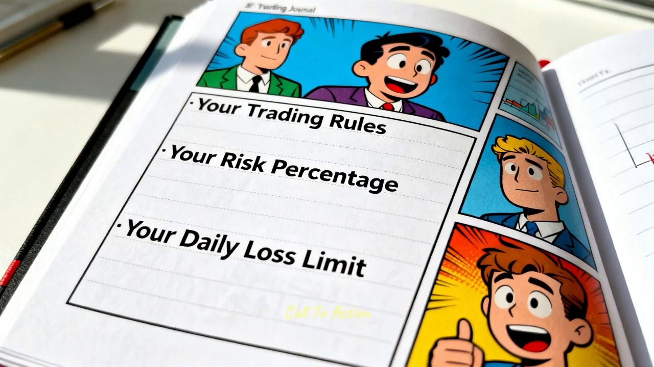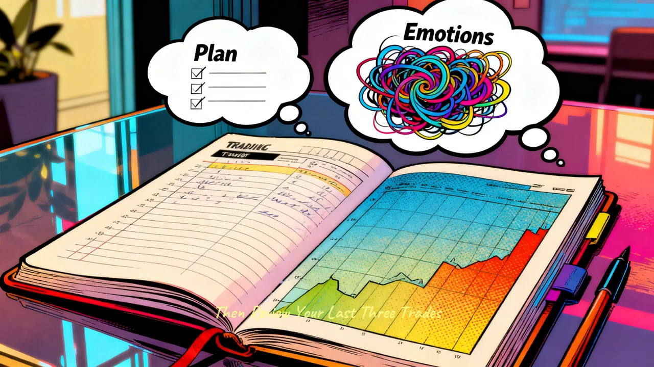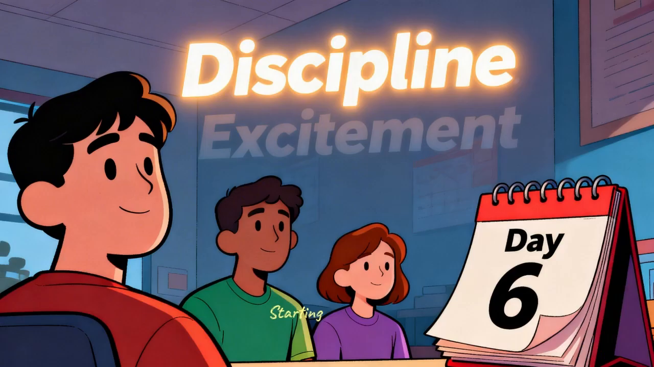Call to action. Today's assignment: open your journal. Write down your trading rules, your risk percentage, your daily loss limit. Then review your last 3 trades. Did you follow your plan or your emotions? Starting tomorrow, commit to discipline over excitement.